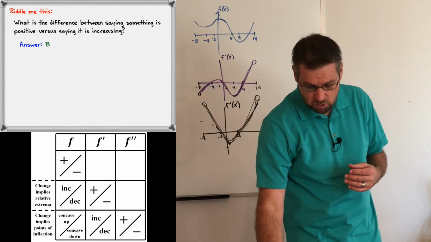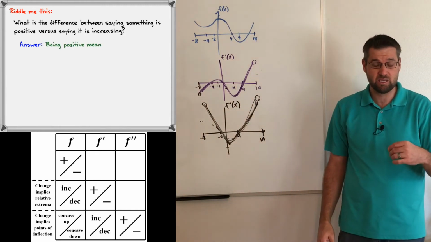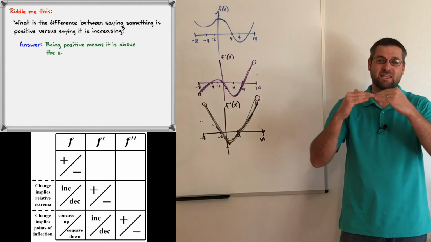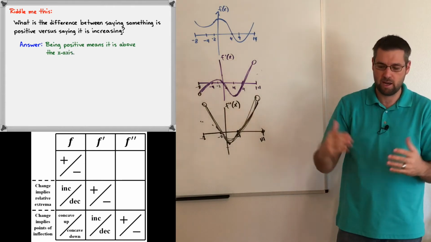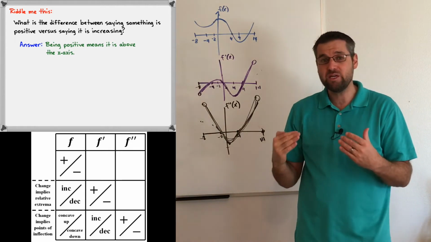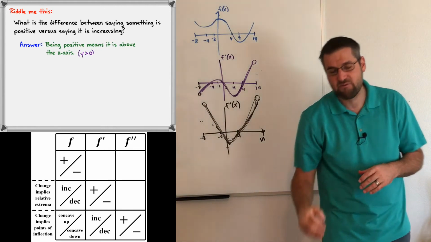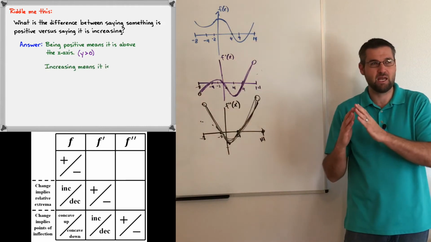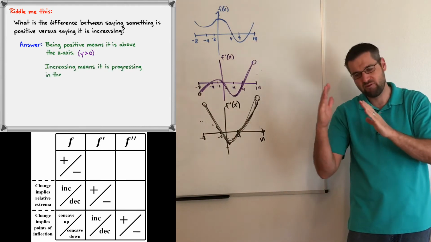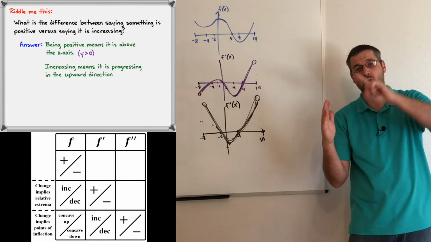So what's the difference between positive and increasing? Well, positive simply means that the function is above the x-axis. It's a positive number, right? When I say the function is increasing, though, what we're saying is that the function is going in an upward trend. It's going from left to right. You can see that the graph is going uphill.